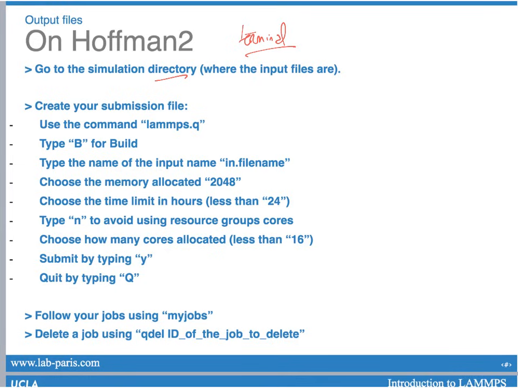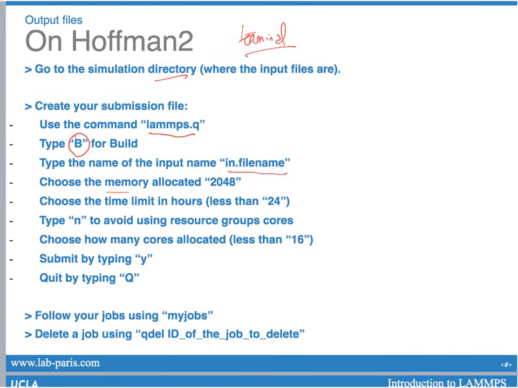So the way to submit your simulation is as follows. You use the command lammps.q. This will create some kind of small script that is going to ask you a few questions about the simulation that you want to run. So you have a few options. You will need to type B, capital B. This is to build a new submission file. Then this script will ask you what is the name of the input file that you want to use for this simulation. So here you will type in.something, whatever is the name of the input file that you want to run for this simulation.